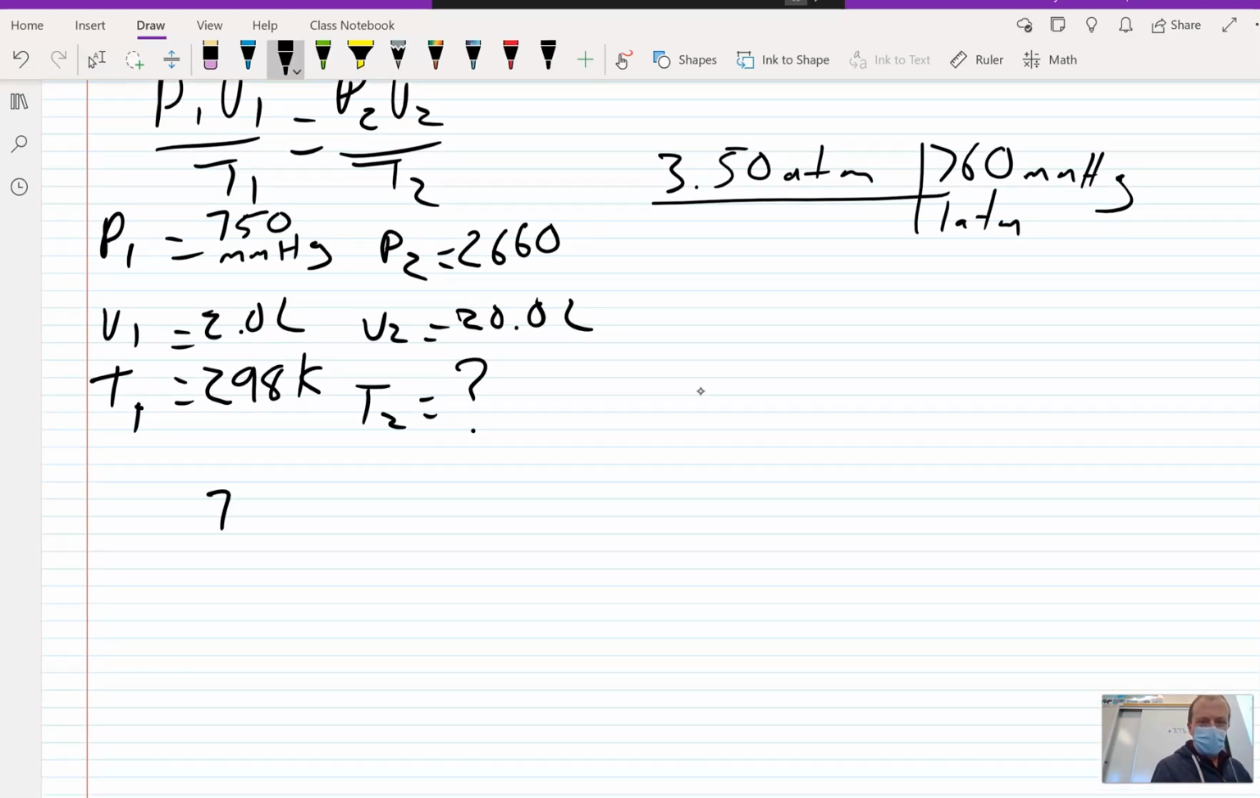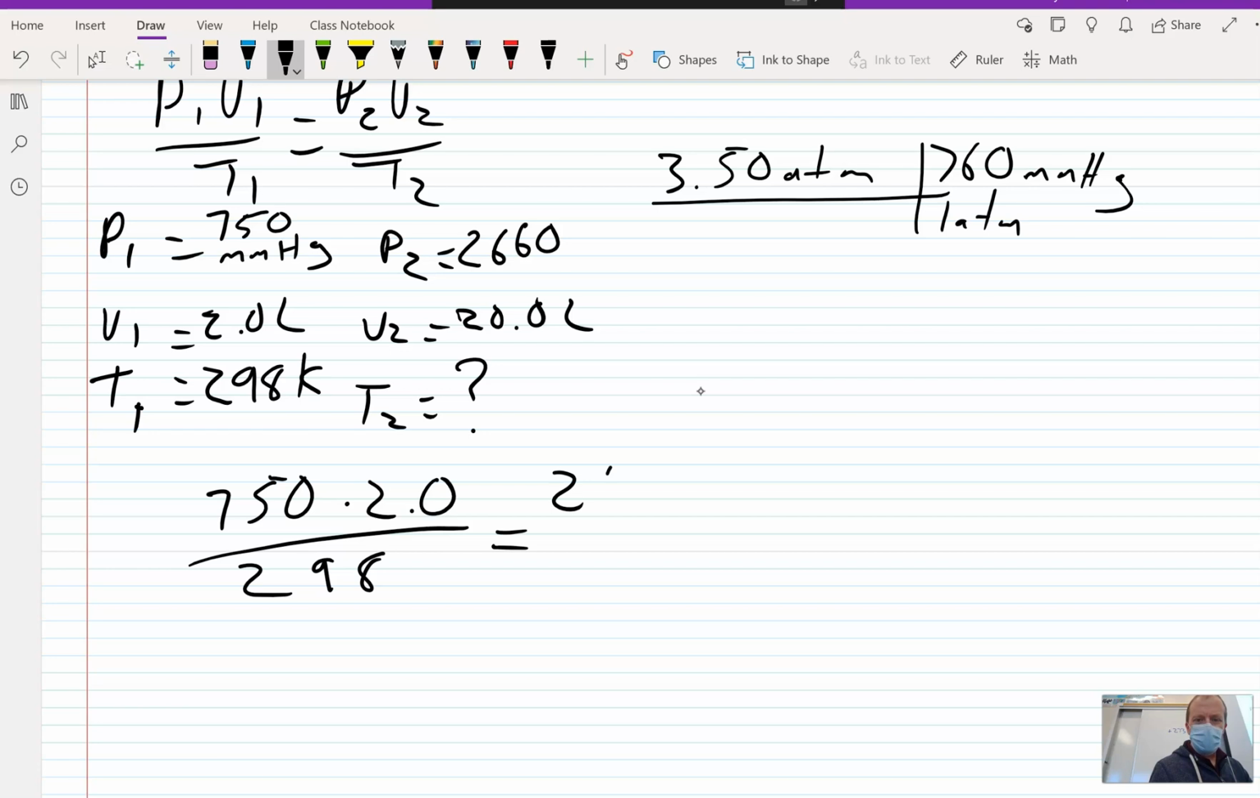The pressure is 750. The volume is 2. Starting temperature in Kelvin is 298. New pressure is 2660. New volume is 20. And we're going to solve for T2. Okay.